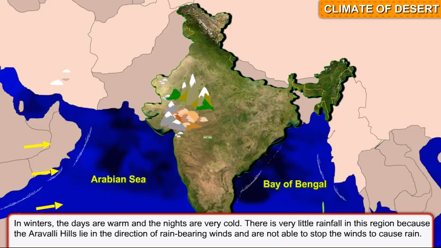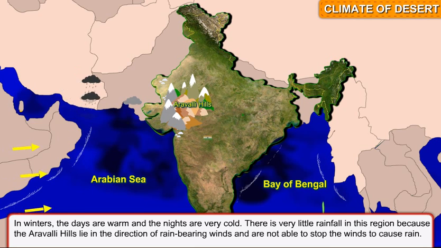There is very little rainfall in this region because the Aravalli Hills lie in the direction of rain-bearing winds and are not able to stop the winds to cause rain.